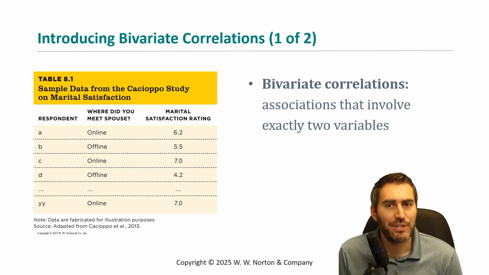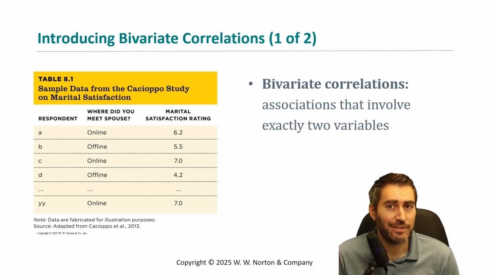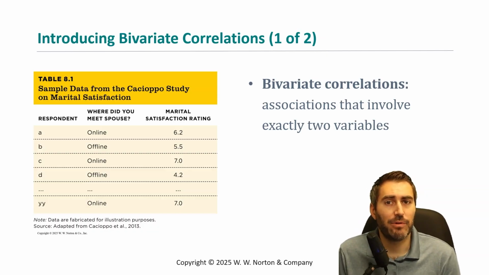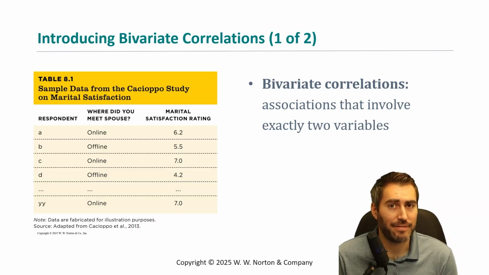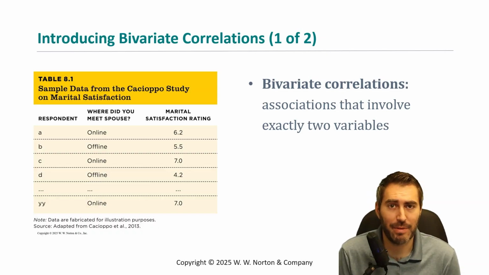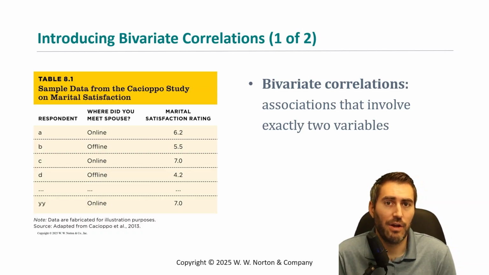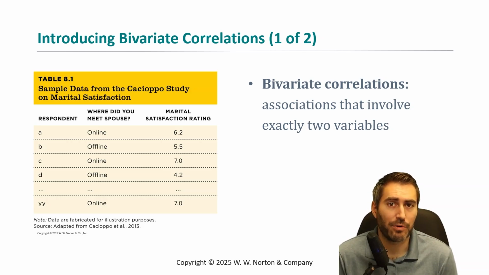So let's start off by simply talking about what a bivariate correlation is. Bivariate, or two variable, correlations are simply that, a correlation between two and only two variables. You can see here in the table data from a study that examined marital satisfaction. Here we see participants responded both with their marital satisfaction as well as where they met their spouse, either in person or online. We might use this set of data to answer the question, is there a relationship or correlation between the way someone met their spouse and the level of their current marital satisfaction?